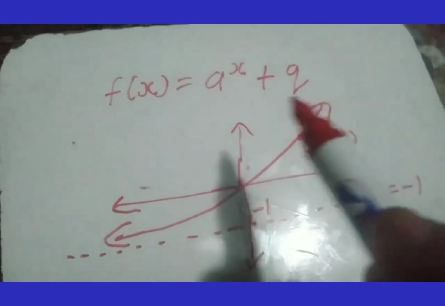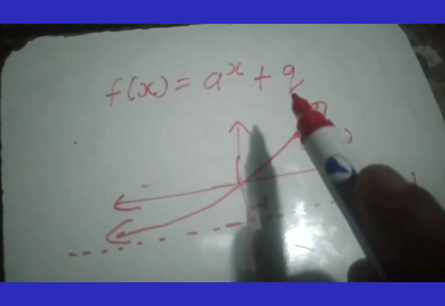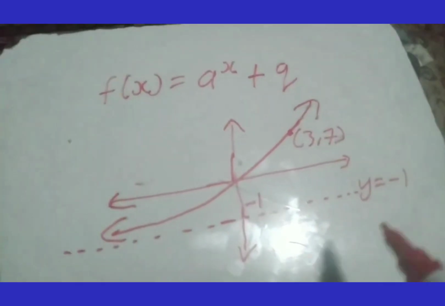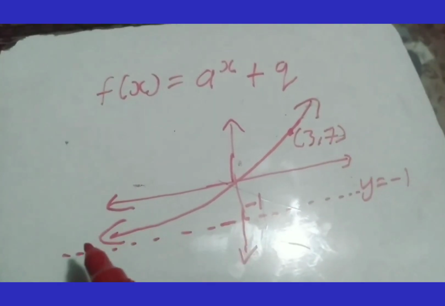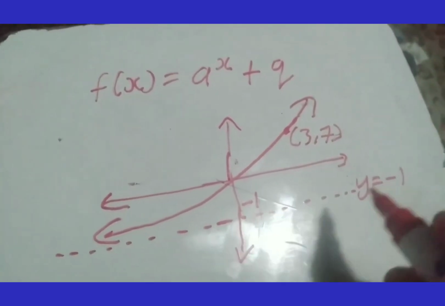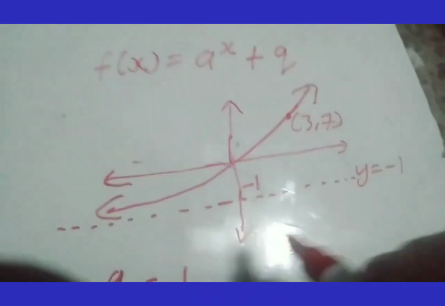So with the exponential graph, it's easy. All you have to do is to find q first, and we know that q is the horizontal asymptote. And if we look at this, an asymptote is a line that the graph approaches but will never touch. So it is -1, so it means q is equal to -1. And now we need to find a.